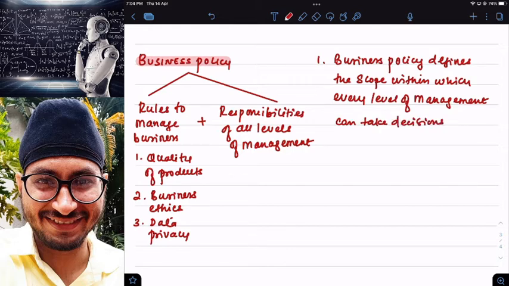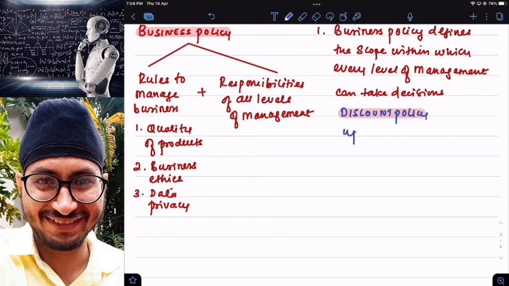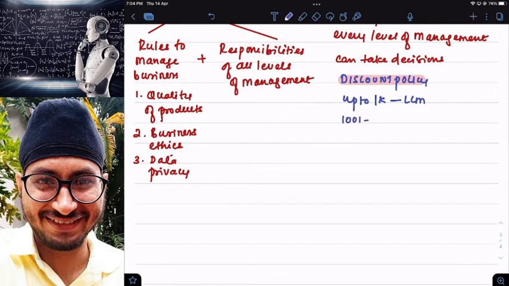Let us take an example of discount policy. Sir, a company has a rule that discount up to 1000, lower level management can provide. If a customer is asking a discount up to 1000, lower level management will decide and finalize. If the discount is from 1001 to 2000, lower level management has to take permission from middle level management before finalizing the discount. And if the discount is above 2000, then top level management has to take a decision.